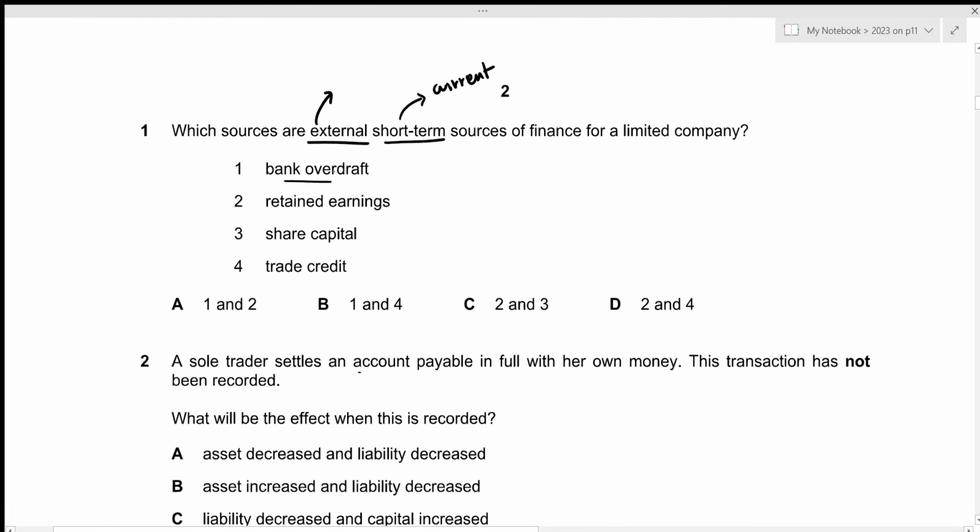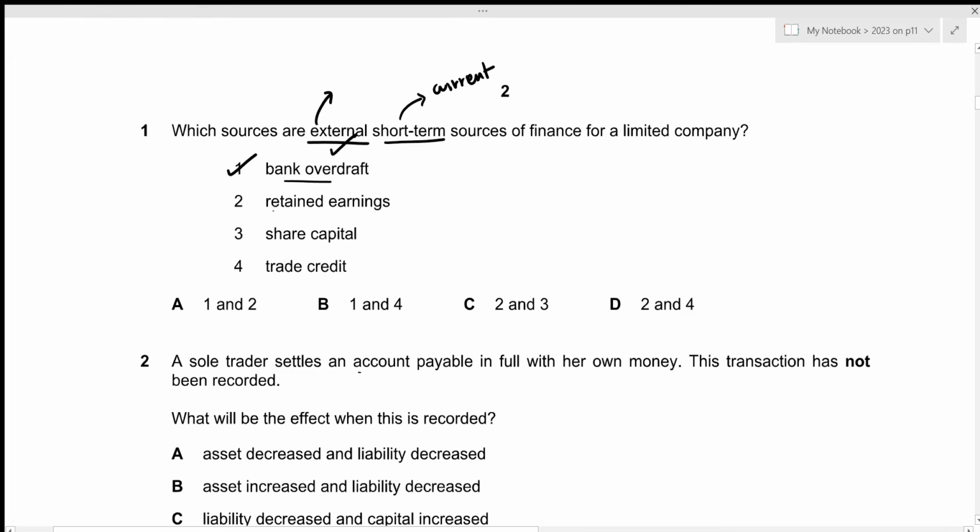So it should be some sort of finance that will be provided by parties that are not directly related to the business. Okay, so the first one we have is bank overdraft, and remember bank overdraft is something that will be acquired from a bank, and that's the other party, right? So it's not directly generated by the business itself, which qualifies this as the external source of finance. And for the short term, it needs to be repaid within the next year. And bank overdraft is something which we classify as current liability, which will have to be repaid in the next year, which also classifies this as the short-term source of finance. So this one is correct.